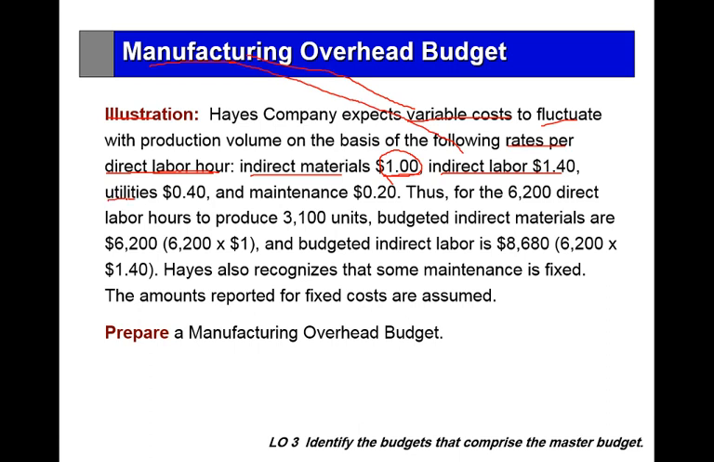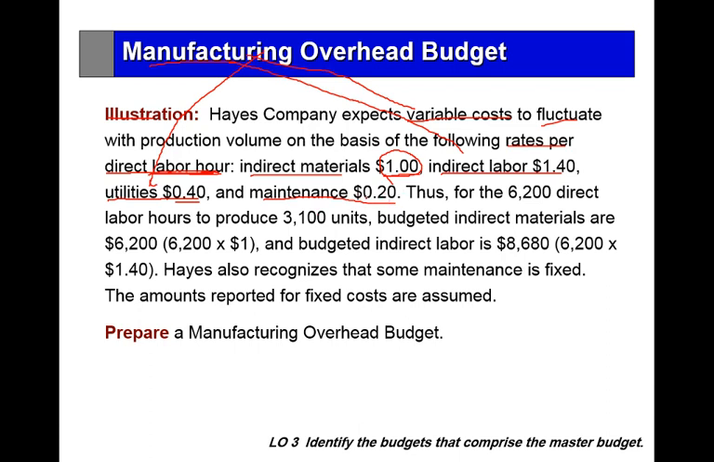Utilities are 40 cents for every direct labor hour, which we must allocate to the finished goods, our output. Utilities are one of the components of manufacturing overhead. Maintenance here is 20 cents for every direct labor hour.